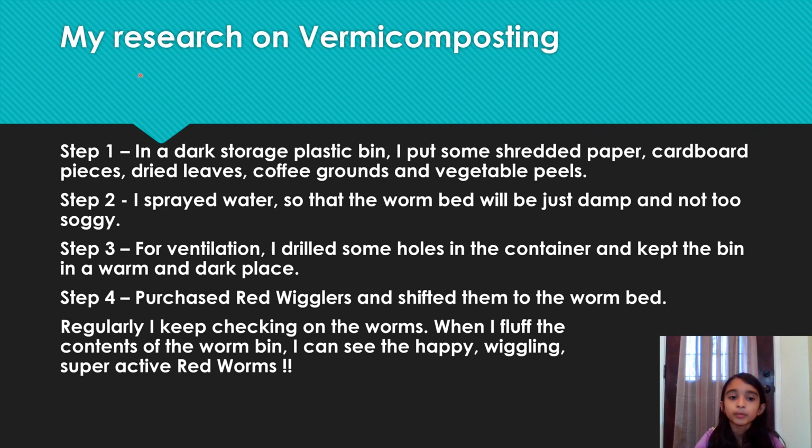My research on vermicomposting. Step 1. In a dark storage plastic bin, I put some shredded paper, cardboard pieces, vegetable peels, etc. Step 2. I sprayed water so that the worm bed will be just damp and not too soggy. Step 3. For ventilation, I drilled some holes in the container. Step 4. I purchased red wigglers.